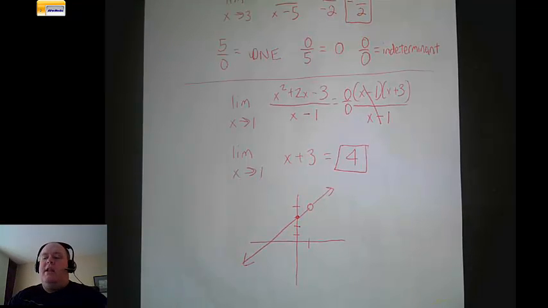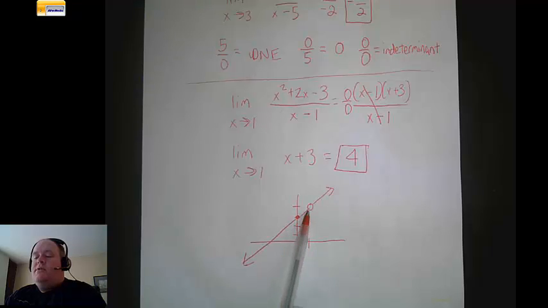Now, if we're taking the limit as x approaches 1, this is a general limit, so it has to approach the same thing from the left side and the right side, in which case it does. From the left side it approaches 4, from the right side it approaches 4 as we're approaching 1.